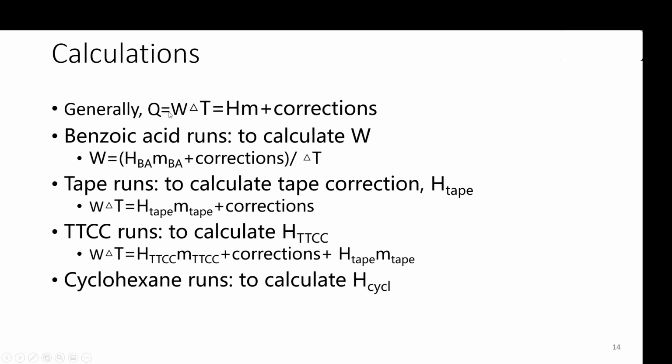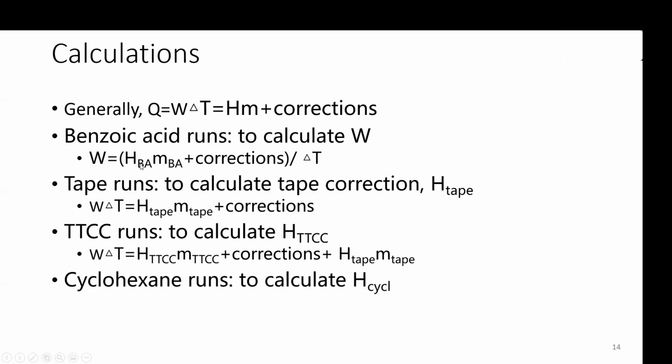Okay, so no mass here. And that equal to the heat of combustion of benzoic acid times the mass of benzoic acid, plus we have corrections of nitrogen, sulfur, and fuse. So we use benzoic acid to calculate the W, right? In this case, every term here is known or can be calculated, and we measure delta T, and we need to calculate the W. So that's for benzoic runs.